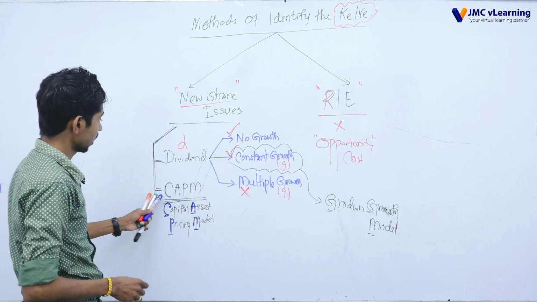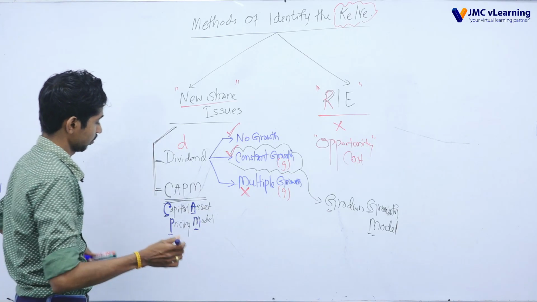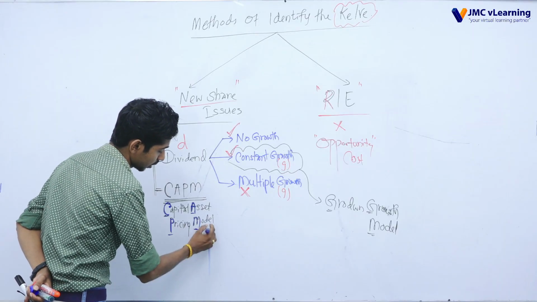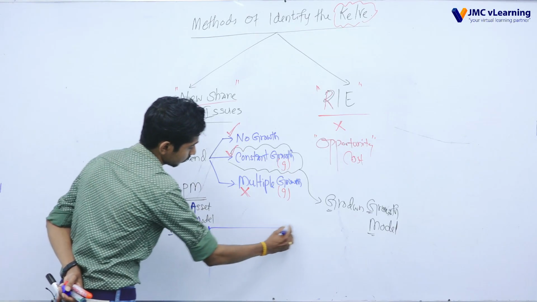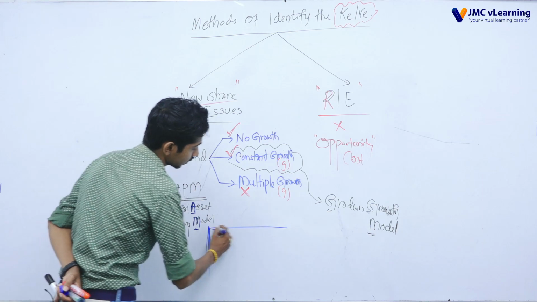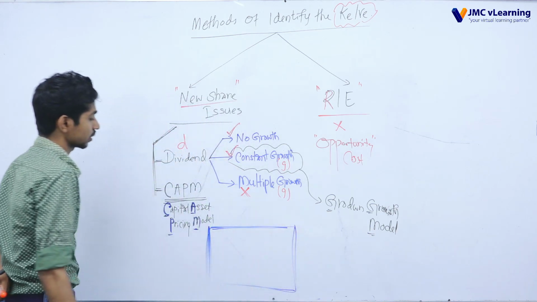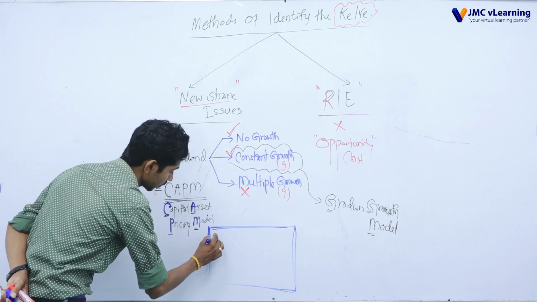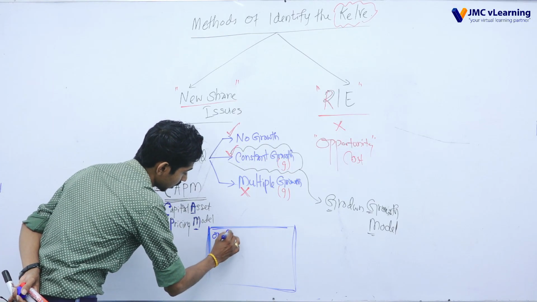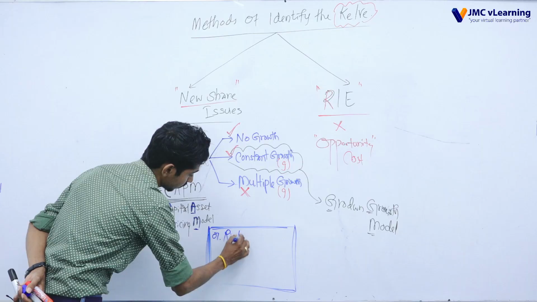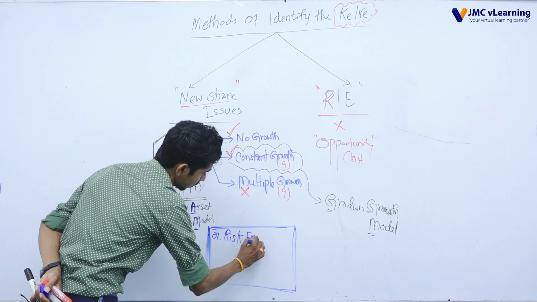And thereafter, under the CAPM method, we will take the risk available for the particular organization as well as the market. Firstly, we take the risk-free rate.